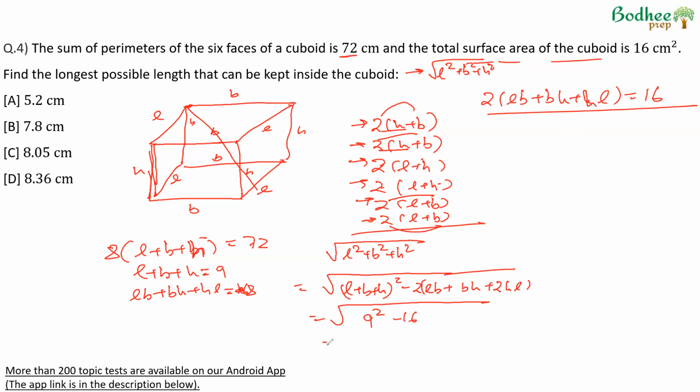So what we get is root of 81 minus 16, which is root of 65. This will be very, very close to 64. And therefore the answer will be very close to 8.05. From the options, you can approximate.